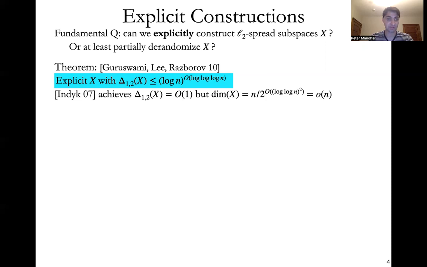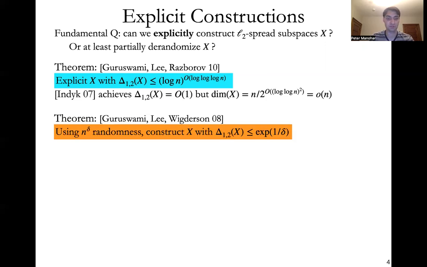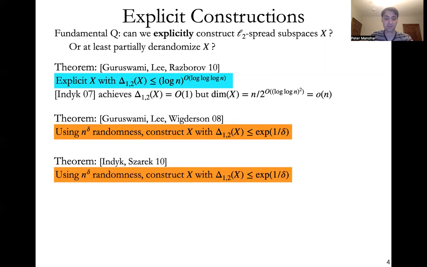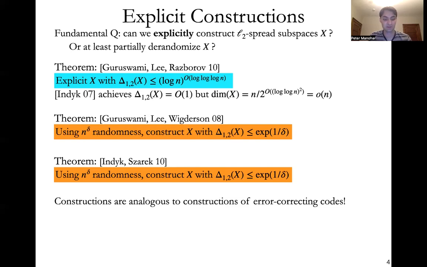As far as partial derandomizations go, there's this theorem due to Guruswami, Lee, and Wigderson that shows that using n to the delta randomness, we can actually construct a subspace X that has distortion that's exponential in 1 over delta. And the later work of Indyk and Zark got the same guarantee, but using a different construction of X. And so one cool, interesting thing about all these constructions is that they're coming from analogs of constructions of error-correcting codes. And so this is really cementing this kind of intuition on the previous slide that an L2 spread subspace is somewhat similar to an error-correcting code. It's like a real analog of an error-correcting code.